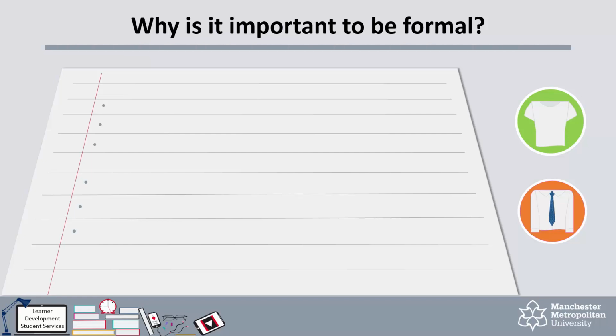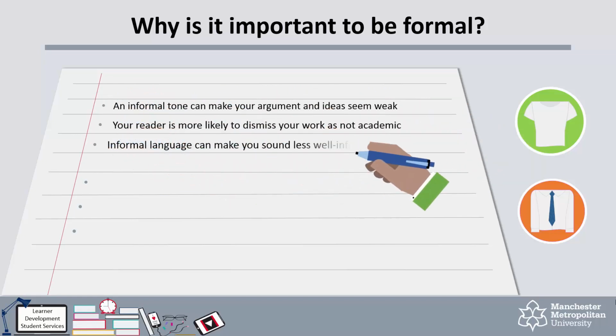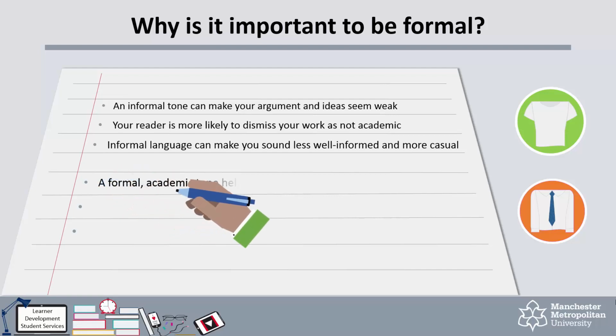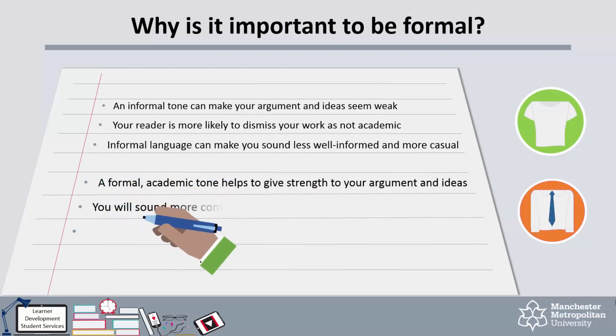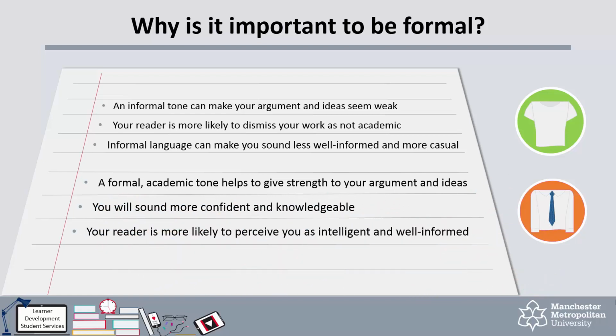It's really important that your academic writing is appropriately formal in your university exams and assignments. If your tone is too informal, your argument or ideas can be weakened. This is because an informal tone can make you sound more casual and can even make you appear poorly informed about your topic. As a result, your reader is more likely to dismiss your work as not academic and not take you seriously. However, if the correct level of formality is used, your argument will be strengthened by your confident tone. You will sound more knowledgeable, so your reader is more likely to think you're intelligent and well-informed. It will be clear that you're taking the subject seriously.